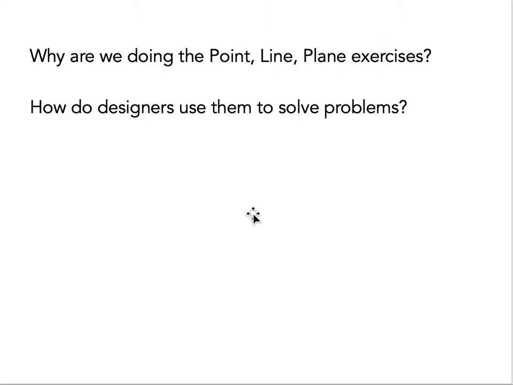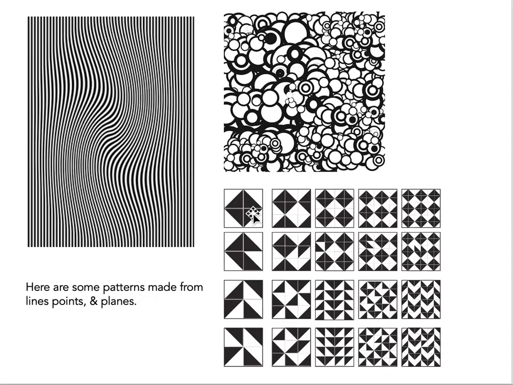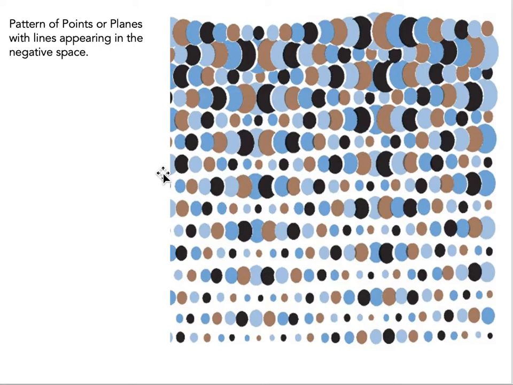So why are we doing the point line plane exercises, and how do designers use them to solve problems? Well, here's some examples. These are patterns that are made simply from points, lines, and planes. And in this one, you get this sense of movement. Here's another pattern made of points, lines, and planes. And in the negative space, we see those lines appearing, and we can see through scale that the lines are thinner and they get thicker.